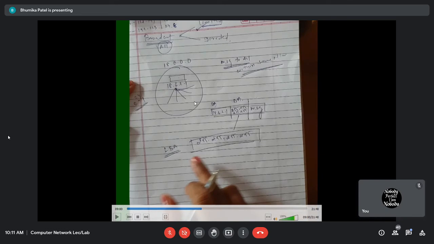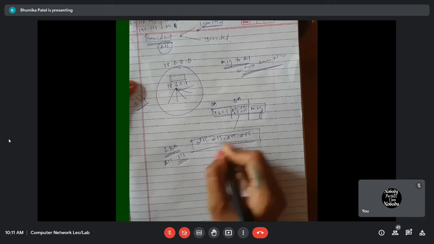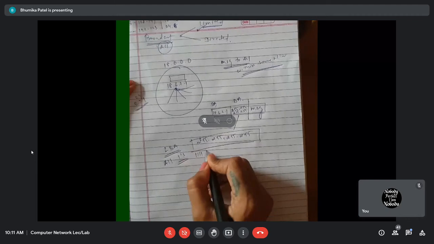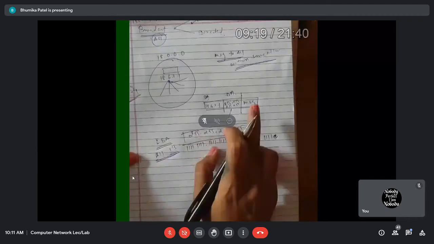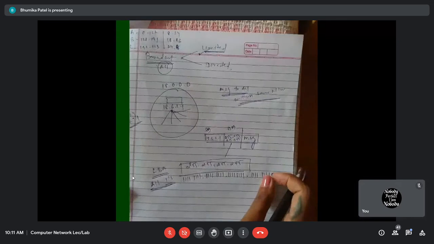Within the same network, you have to write just one IP address: 255.255.255.255. Okay, all ones. See, I have written it like this. If you convert it, it will look like this. So it is known as a limited broadcast address.